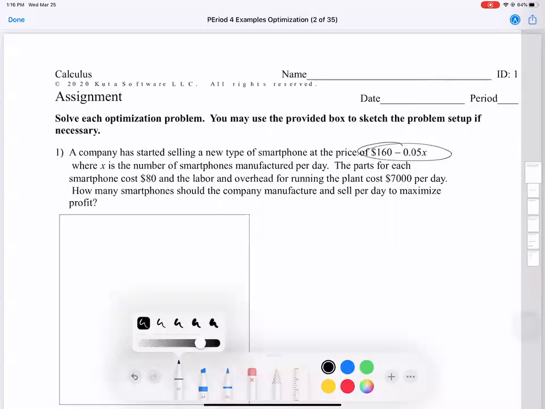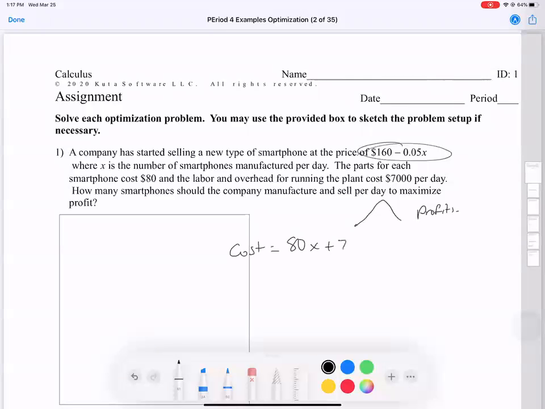Okay, so we're going to maximize their profits. Now how can we figure out the profits? Well, the cost per phone we know is 80 already. So let's look at the costs. The cost to make the phones is $80 times every smartphone that they make, plus $7,000 that's going to cost per day. And the idea is this is a day, so that number works for us because that's per day.